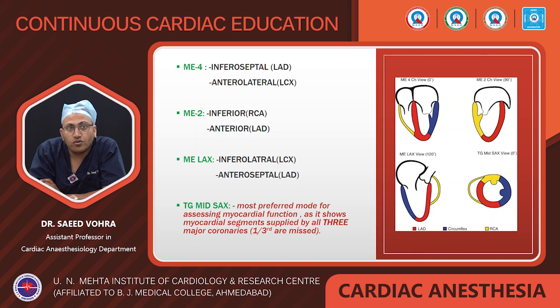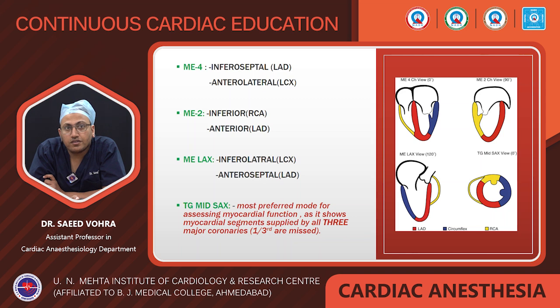Then there is a mid-esophageal long axis view at 120 degree. We will be seeing inferolateral wall which is supplied majorly by the circumflex artery, and anteroseptal wall which is red in color, it is supplied majorly by the left anterior descending artery.